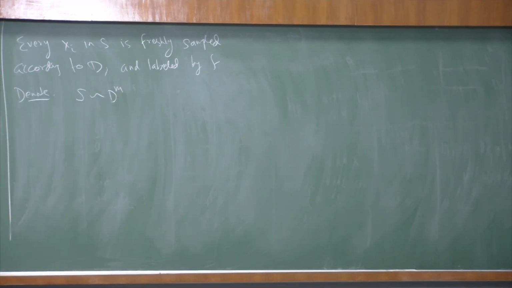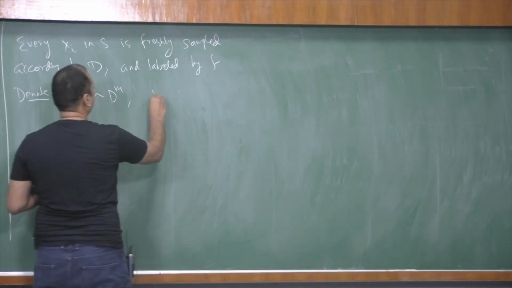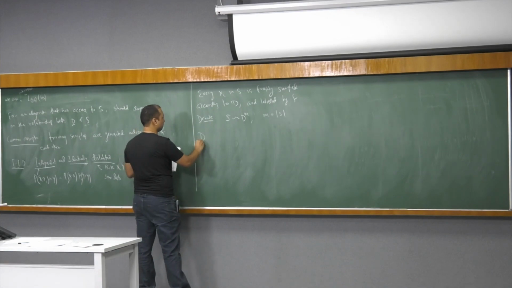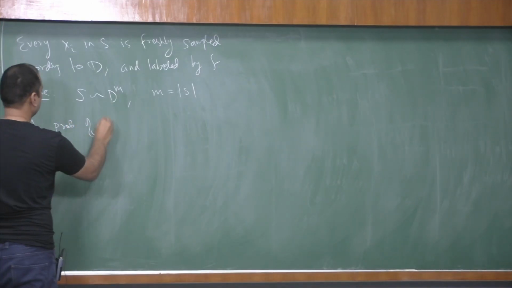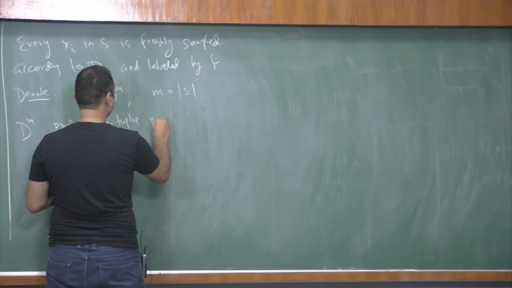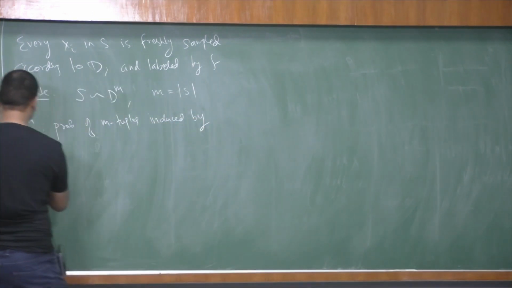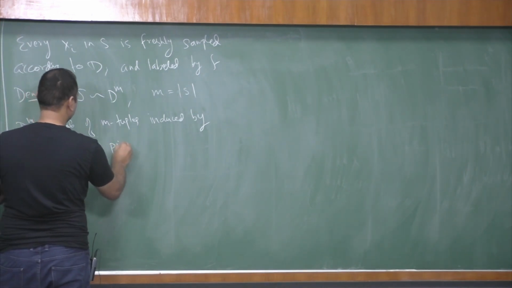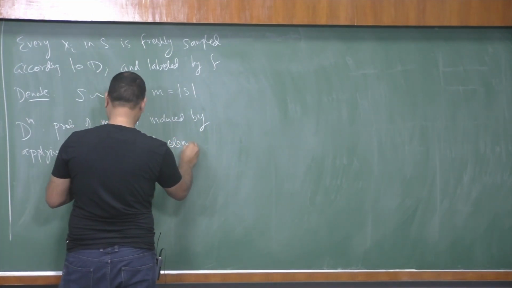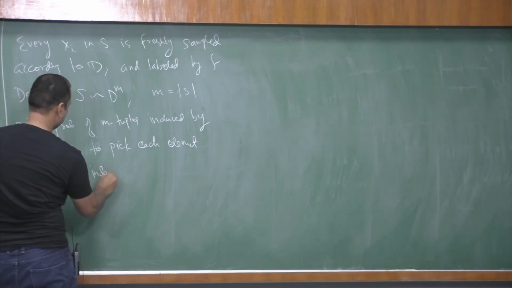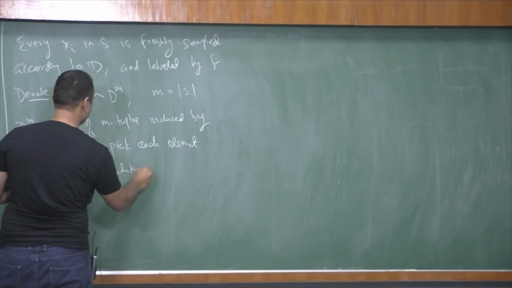Each of them comes from D, and there are m of them, where m is the size of S. D^m denotes the probability over m-tuples induced by applying D to pick each element of the tuple independently of each other, and so on.